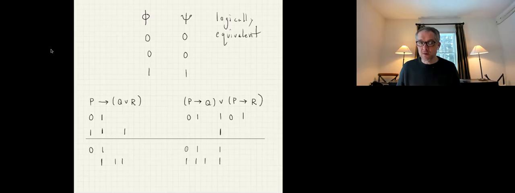I will tell you that going from the right to the left is not so bad. Going from the left to the right is a hard proof. It's one of the hardest proofs of propositional logic.